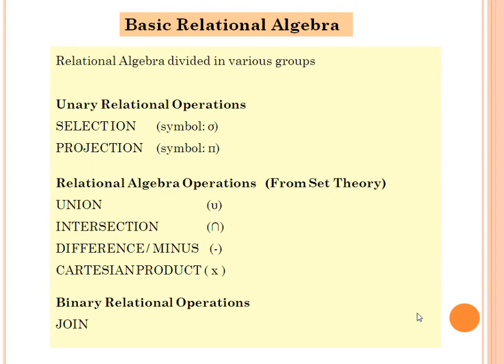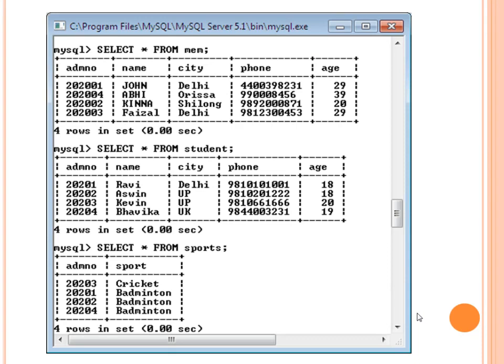Now see how they work. We consider these three tables for further understanding of the concept. First is select star from member, all the four records are there. Select star from student, four records again are there. Next, select star from sports, four records are there. Clear?